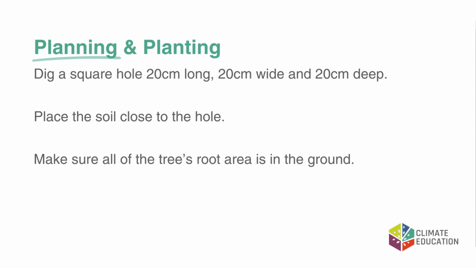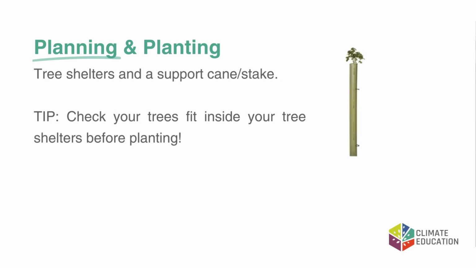It's not always easy to identify the tree roots. I've been on sites where an enthusiastic volunteer has planted them upside down, so that's worth having a little check for. So once the tree's been placed into its hole and the soil backfilled, a tree shelter and a support cane goes on. In the image, you can see 3 different types of tree shelter designs.